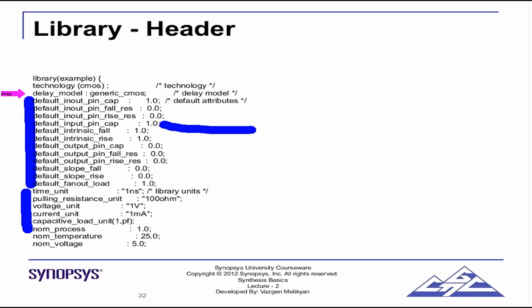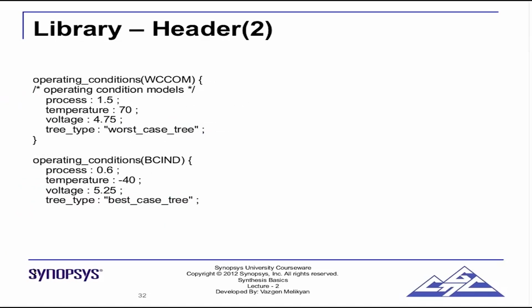Then the nominal operating condition is defined. So nominal process 1, nominal temperature 25, nominal voltage 5. Obviously voltage will have the unit of volts, temperature will have the unit of C. Now the process thing here tells us that nominal process is 1, and I'll come to this. Further in the header, we can also define different operating conditions.